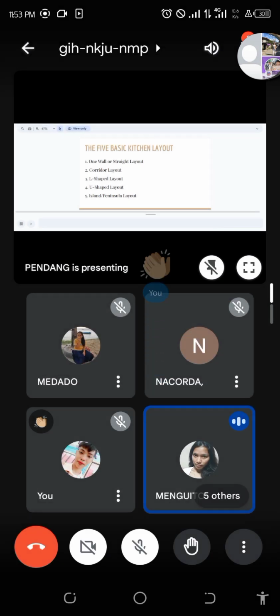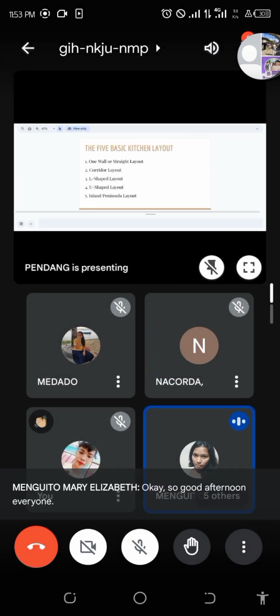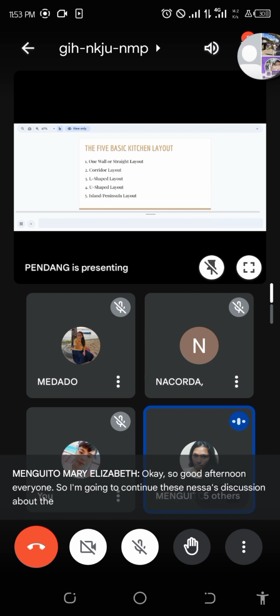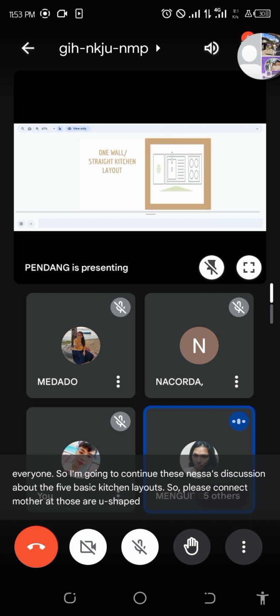Okay, so good afternoon everyone. I'm going to continue this discussion about the five basic kitchen layouts, next is the U-shaped layout.